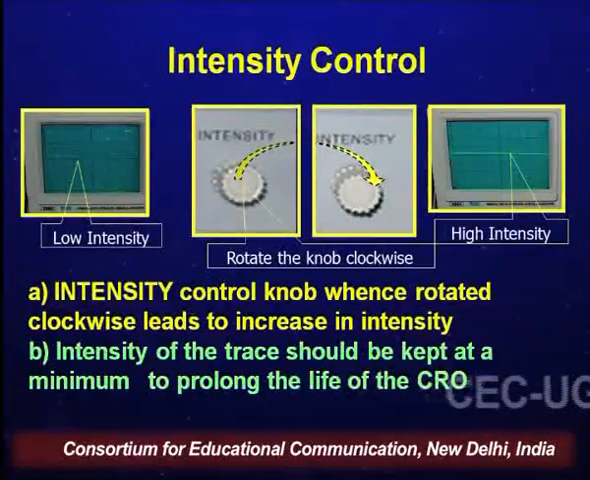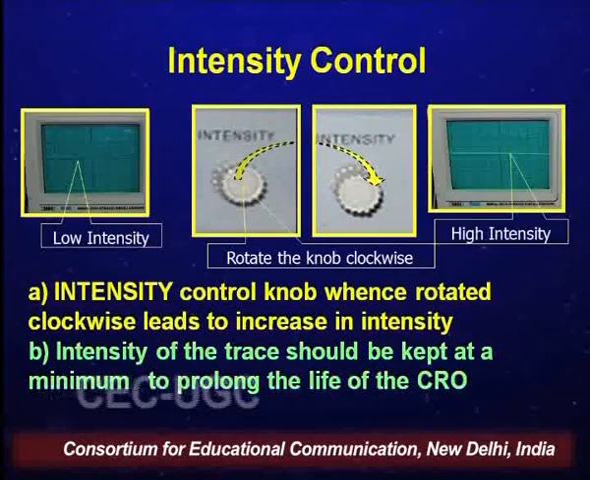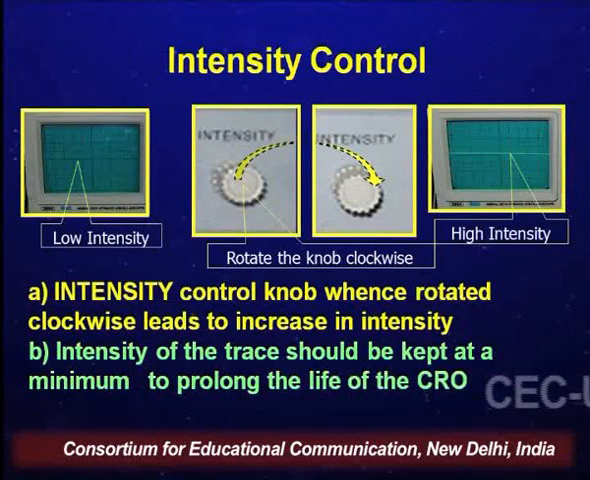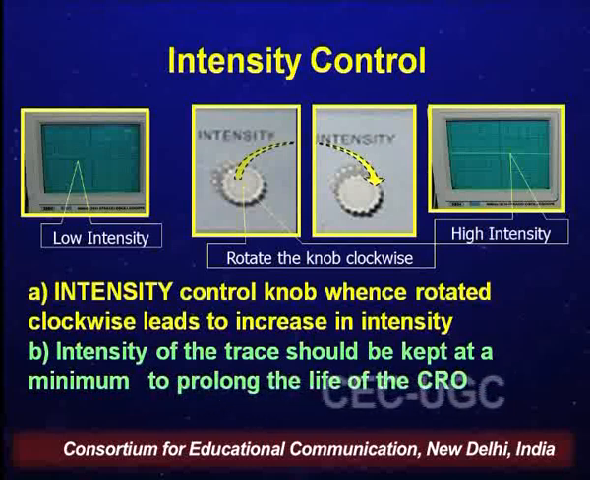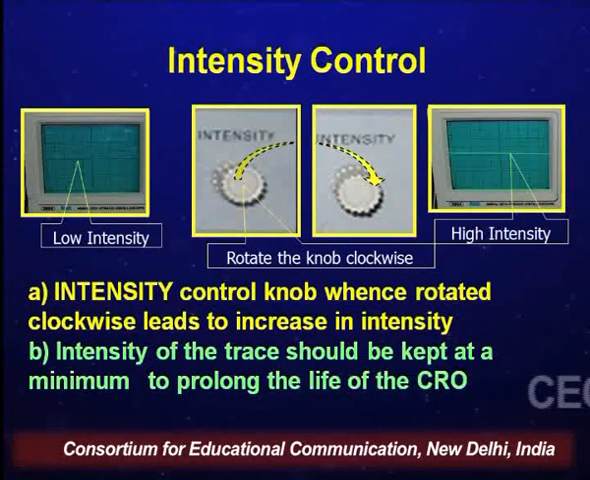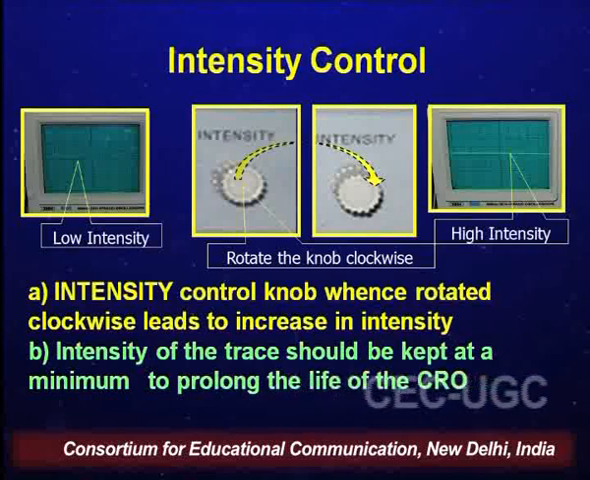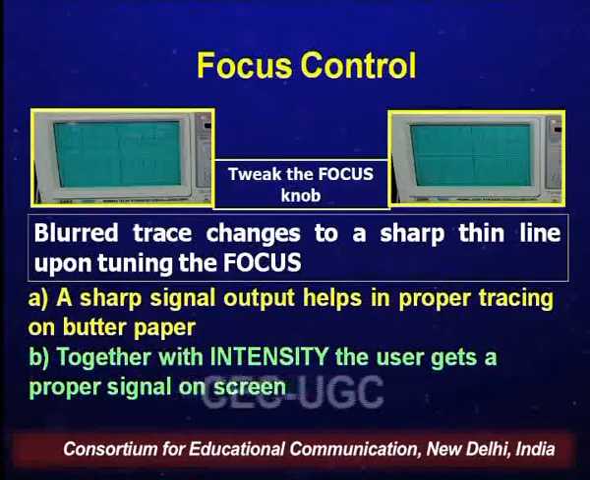The intensity control ensures that the electron beam does not have a very high intensity. That is because, although it looks very attractive to the user to have a high intensity electron beam on the screen, it generally ensures that the phosphor coating on the screen gets burnt up very fast. So intensity should be kept as low as possible in order to prolong the life of the CRO. Coupled with the intensity is the focus.